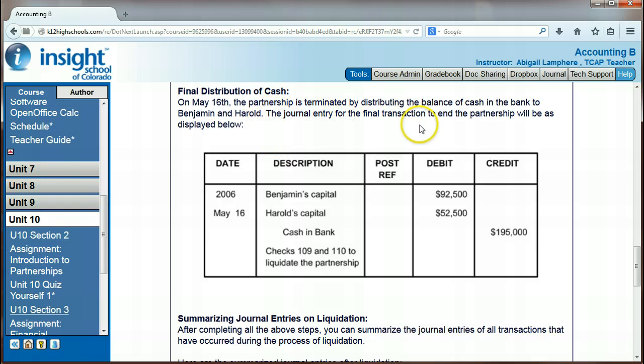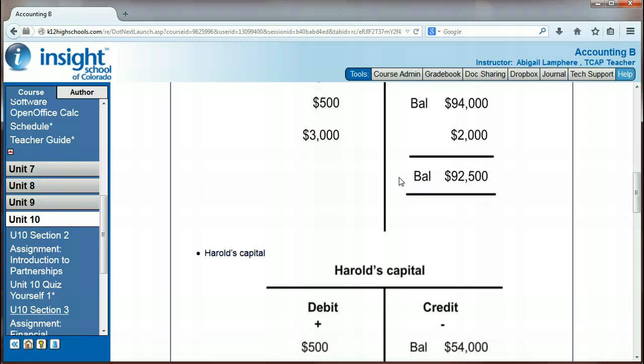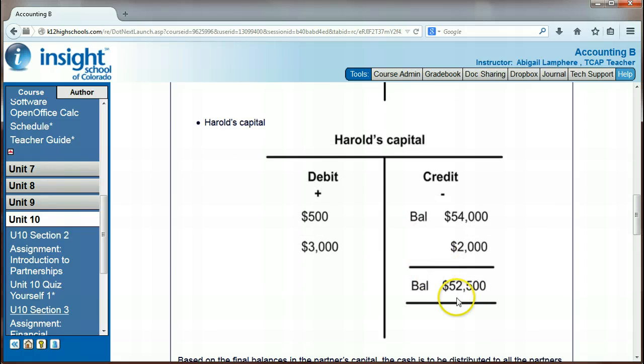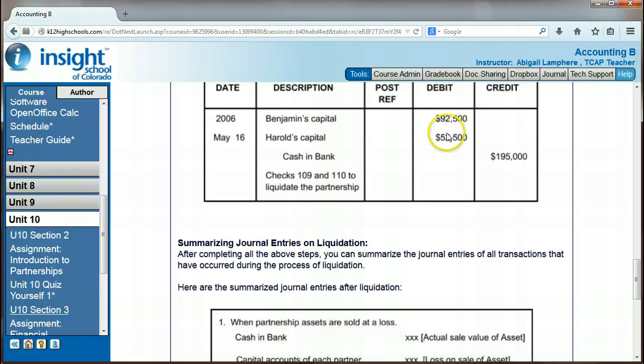The journal entry for the final transaction to end the partnership will be displayed below. So we are closing out our cash in bank, and we are debiting our capital accounts. Let's look at that, because we're closing out those capital accounts. So we had credit balances in our capital accounts, so we're going to debit those in order to close those out.